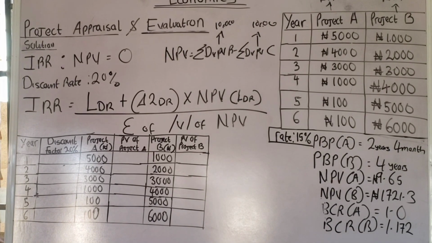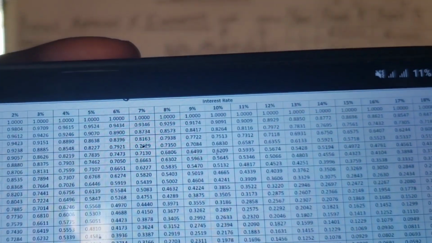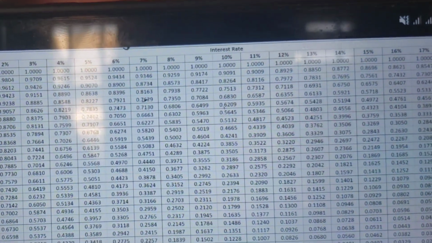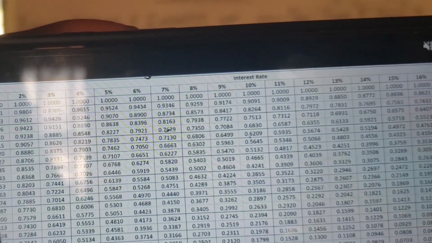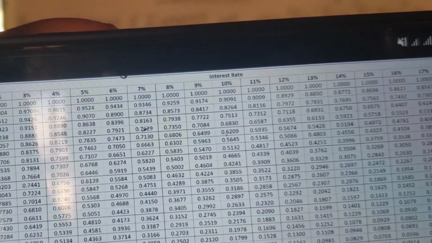The previous discount factor table that we used is only up to 15%, and now the discount rate that we have is 20%. So I'm going to show you this using my phone. Now this is the discount factor table that we're going to be using. Now we need years 1 to 6 under 20%. You can see the years, I'm very sure you can.